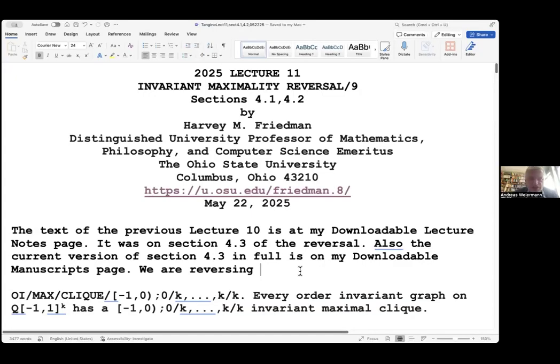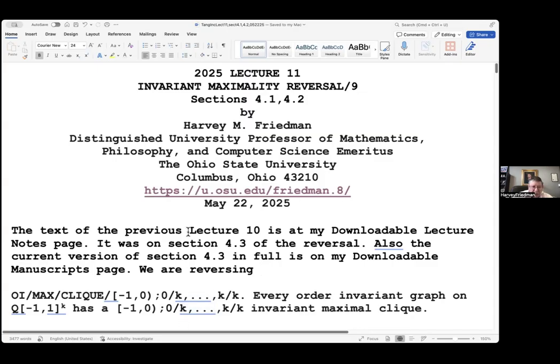Okay, this is lecture 11 on invariant maximality reversal, part number 9. Okay, so today we're really finishing the reversal. We're talking about the introductory sections that are preliminary to really starting the reversal, which was last time. Section 4.3 really starts it. There's been some important expositional advance, which I will make clear here, that I'm happy with.